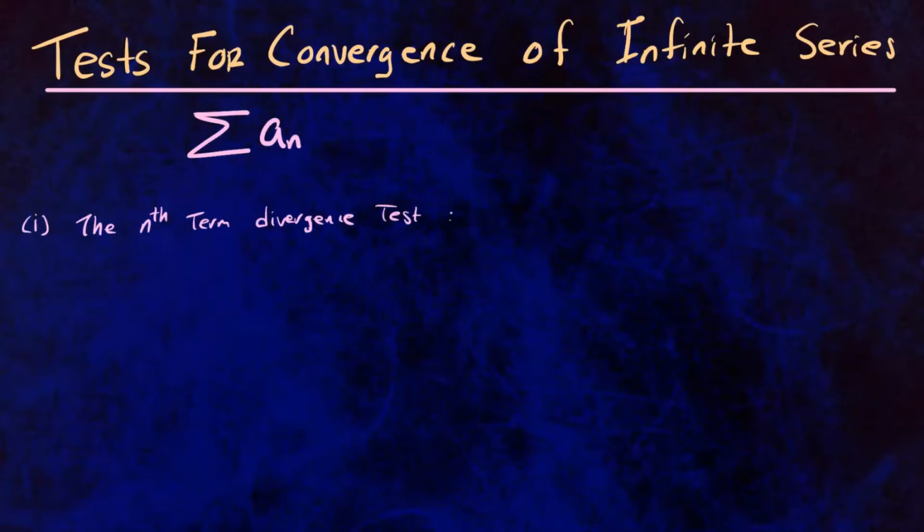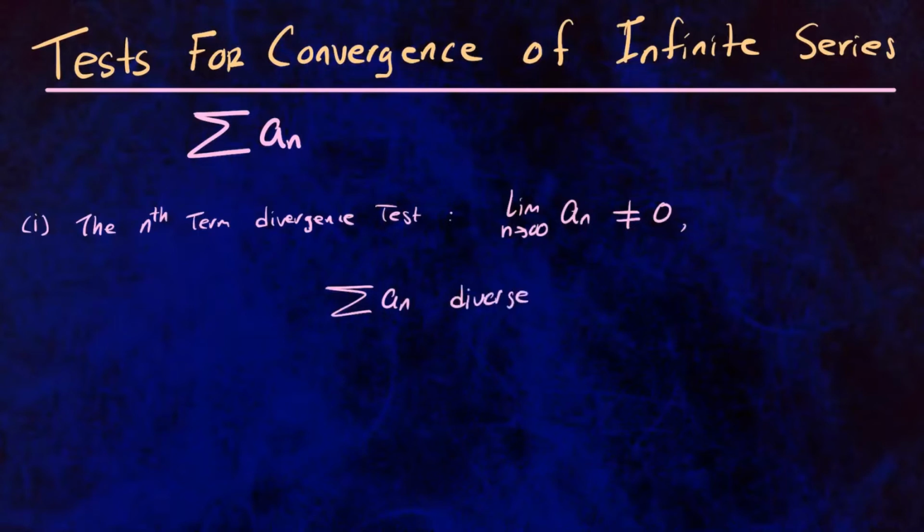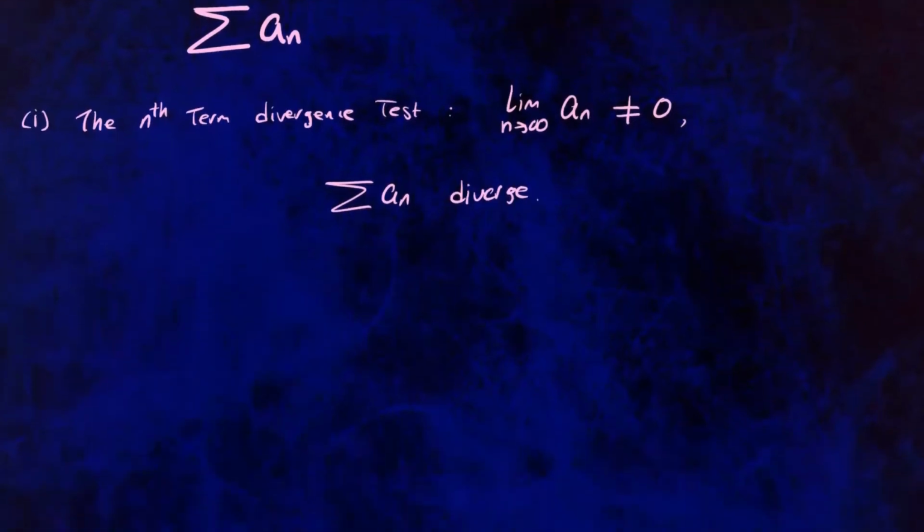For this test, you take the limit as n gets larger of your sequence an, and you see what this limit is. If this limit is non-zero, so it could be infinity, negative infinity, or does not exist, if it's not zero, then we can say that our series is going to diverge. If the limit is zero, then the test is inconclusive. It doesn't help us to determine whether it's going to converge or not. So we don't really know. If the limit is non-zero, then of course you can say it diverges. That's the first test you always want to apply.